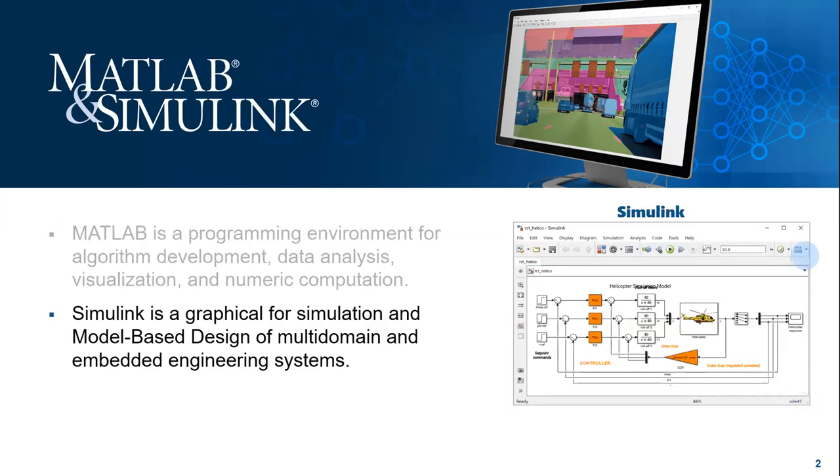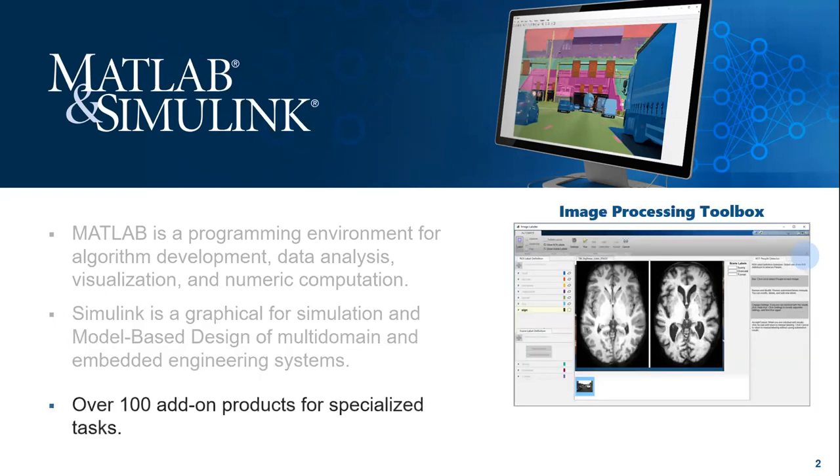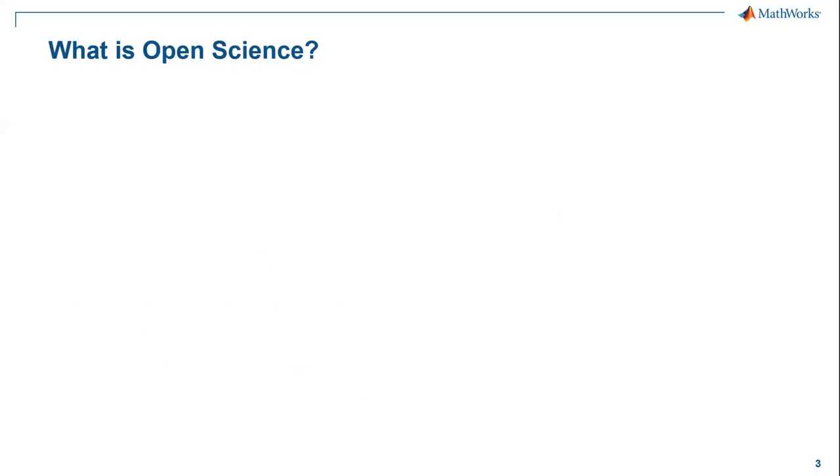Simulink is another product of MathWorks that is used for modeling, simulating, and implementing dynamical systems. And on top of these, we have toolboxes. There are more than 100 toolboxes to add functions for a specific area, such as signal processing, image processing, statistics, and so on. So with this introduction about MATLAB and MathWorks products, I'm gonna talk about open science.